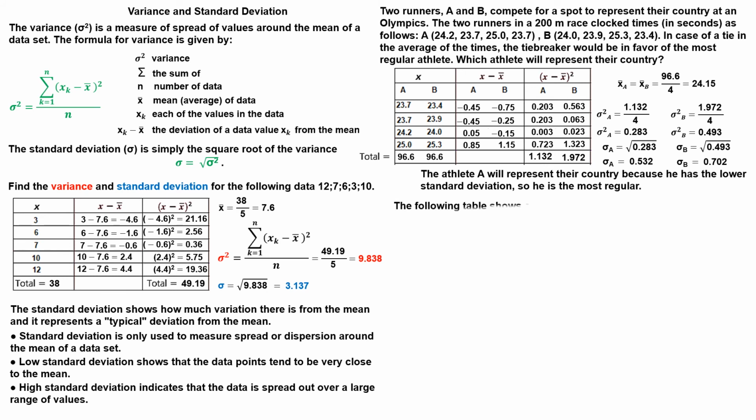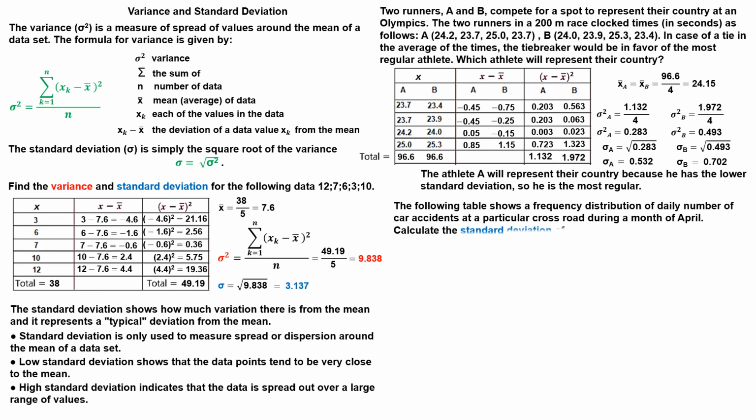The following table shows a frequency distribution of the daily number of car accidents at a particular crossroad during the month of April. Calculate the standard deviation of the number of car accidents. The formula for variance and mean changes slightly if observations are grouped into a frequency table. Squared deviations are multiplied by each frequency's value, and then the total of these results is calculated. Let's see how it works.